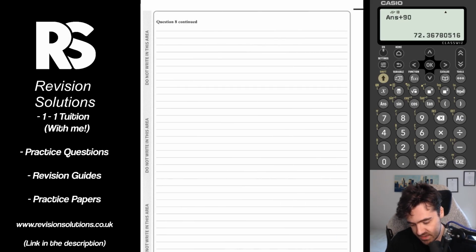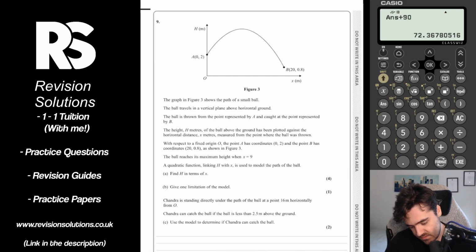Moving on to question 9. It says, figure 3 shows the path of a small ball. The ball travels in the vertical plane above horizontal ground. The ball is thrown from point A and caught at the point represented by B. The height h meters of the ball above the ground has been plotted against the horizontal distance x.